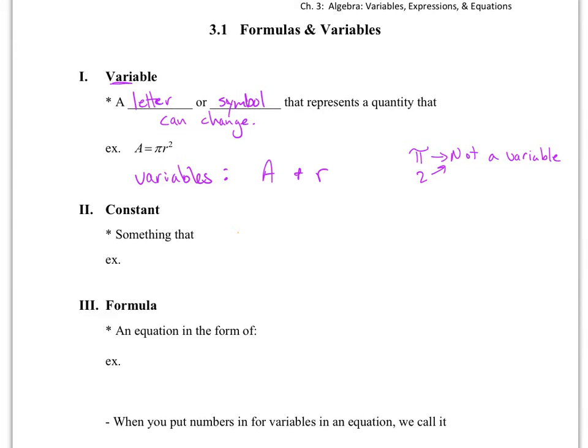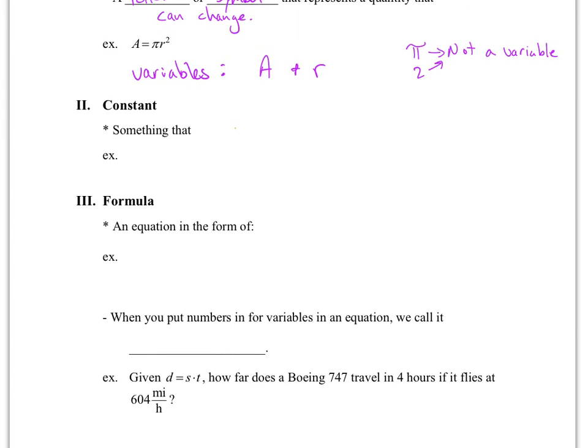They are what we call this next thing, a constant. So a constant is something that doesn't change. For example, pi. It doesn't change. For example, any number. So the number 2, number 1000, those numbers are always the same. They don't change.